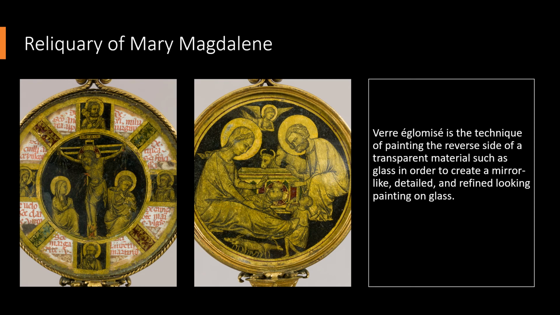Here's a close-up of the verre églomisé technique, which is basically painting the reverse side of a transparent material such as glass. It creates a mirror-like, detailed, and refined-looking painting. So instead of painting on the front of the glass, you turn it over and paint on the back. It gives a more clean look to it, and it looks very metallic and shiny, and it stands out a bit more. It looks a bit more polished.